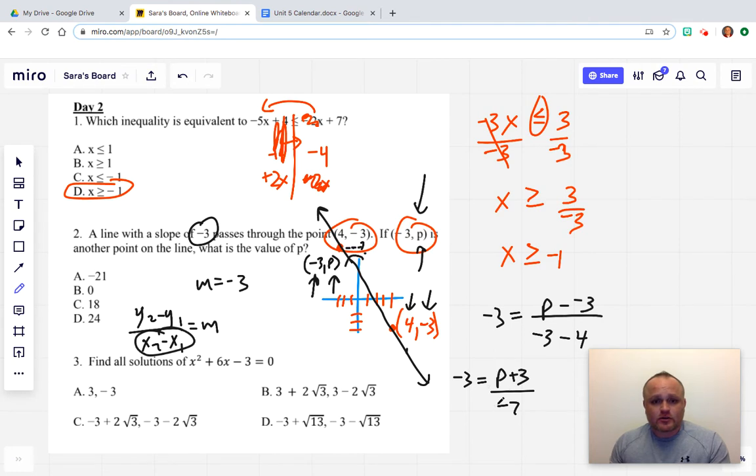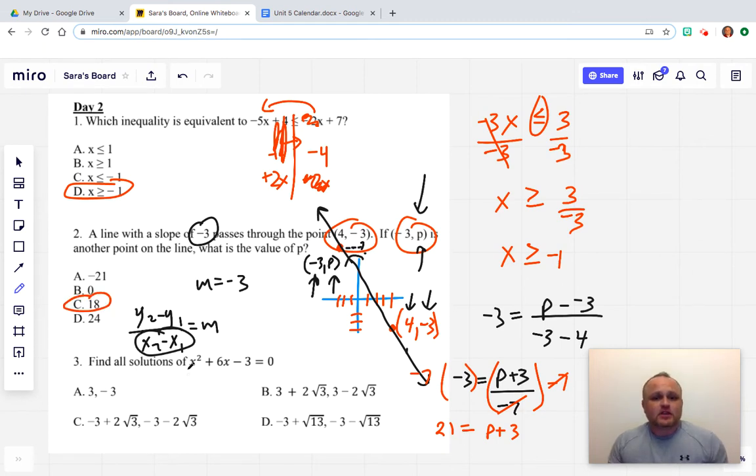And all we have to do is solve for this. So if I want to get rid of this negative 7 on the bottom, I'm going to multiply both sides by negative 7. So negative 7 times negative 3 would equal a positive 21. These cancel to a positive 1, so that I'm just left with the numerator of p plus 3. When I subtract 3 over, p would equal 18.